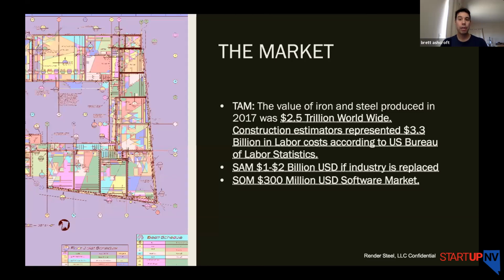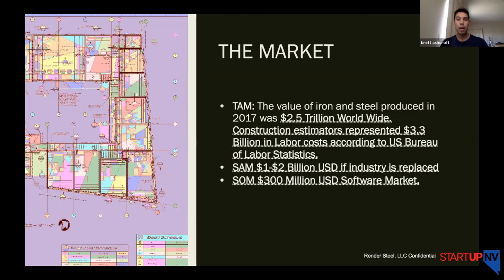Looking at the market as it is, the value of iron and steel produced in 2017, just worldwide, is $2.5 trillion. If we crunch it down to US numbers of all estimators, $3.3 billion in labor costs are attributed to estimators who work for general contractors and construction services. That is how much the individuals who just work on deciphering blueprints and giving these estimates get paid around the United States.